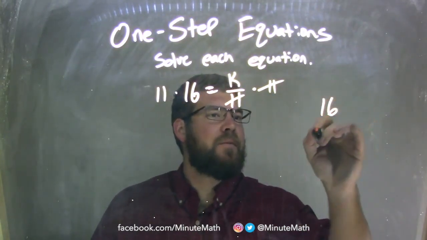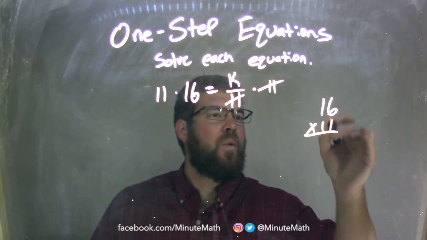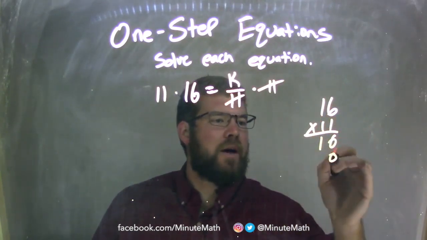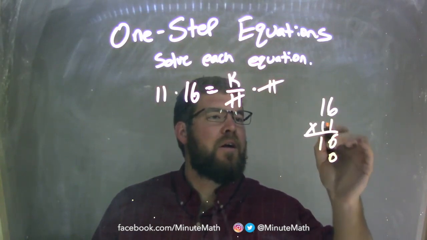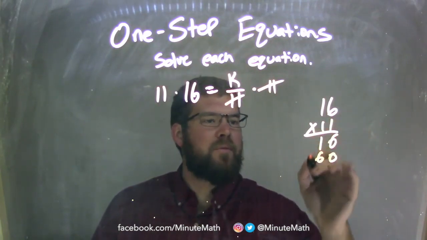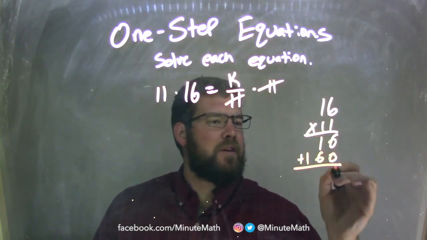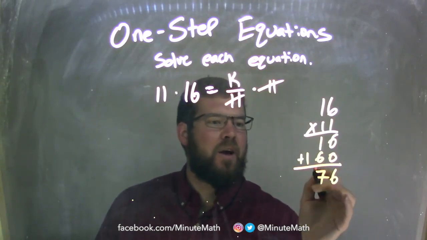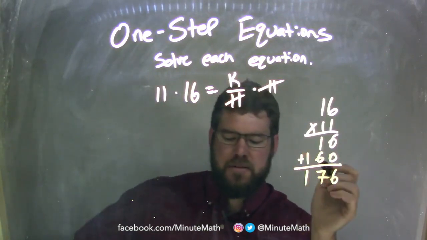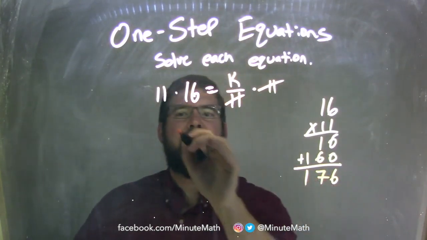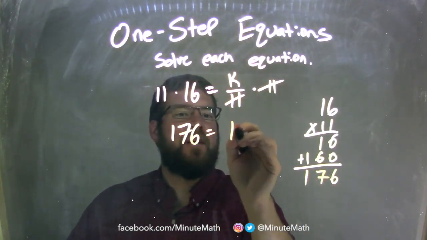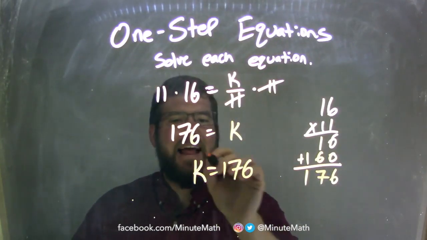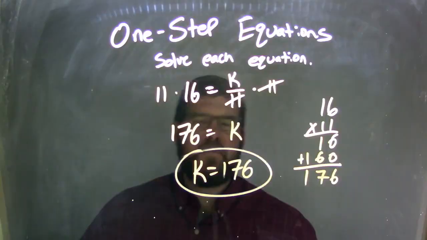So if I have 16 times 11, 1 times 6 is 6, 1 times 1 is 1. Then a 0 place value here, it's not a 6, it's a 0. And now we have 1 times 6 is 6, 1 times 1 is 1. Let's add them together. 6 plus 0 is 6, 1 plus 6 is 7, and we have a 1 right here. All right, 1 just comes down. So now I have 176. So we have 176 equals what's left, K. Let's rewrite that K first. K equals 176. And that is our final answer.